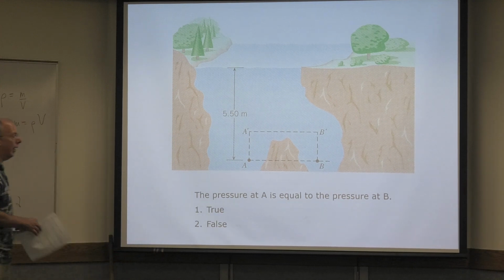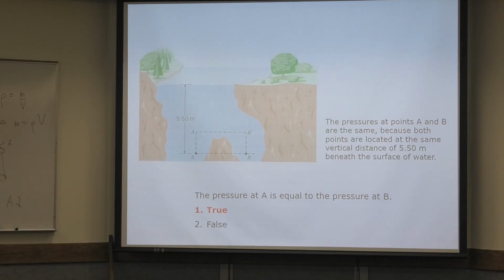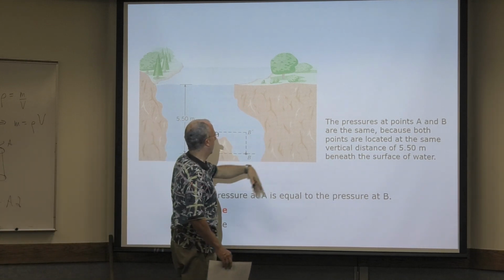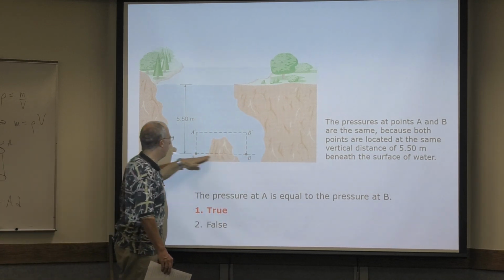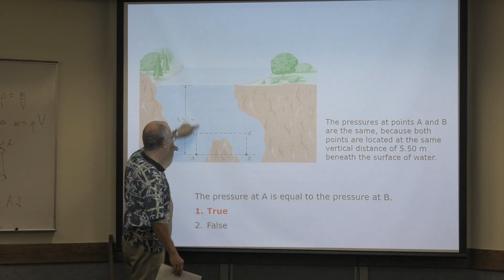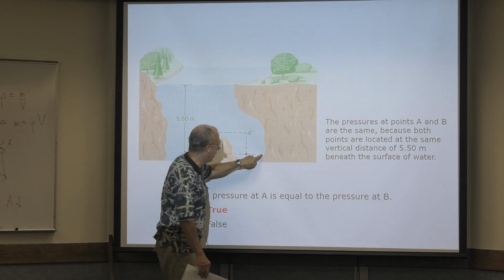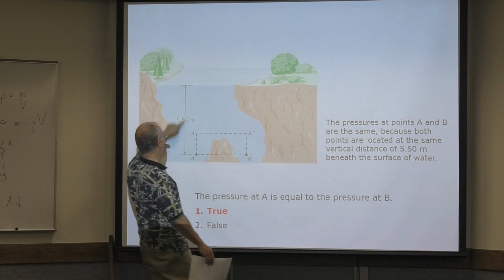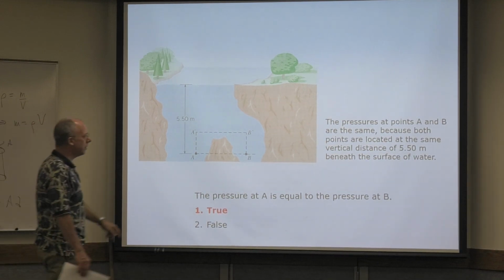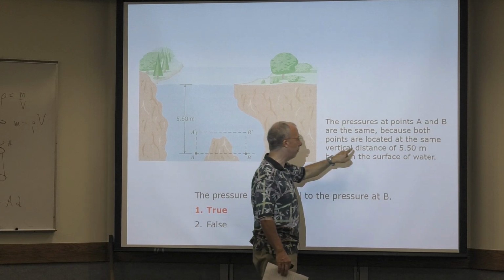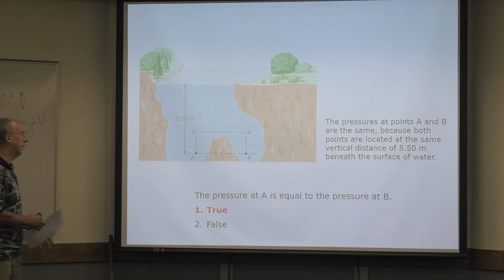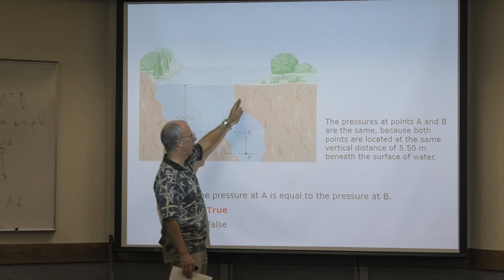How is depth defined? Well, believe it or not, they are the same, okay? Because all you care about, I don't care if there's a cliff there. The point is, A and B form a horizontal line. And this is the depth. Even here, the depth would be considered 5.5 meters. So there you go, all right? Both points are located at the same vertical distance of 5.5 meters beneath the surface of the water. So don't let this little cliff fool you, all right?